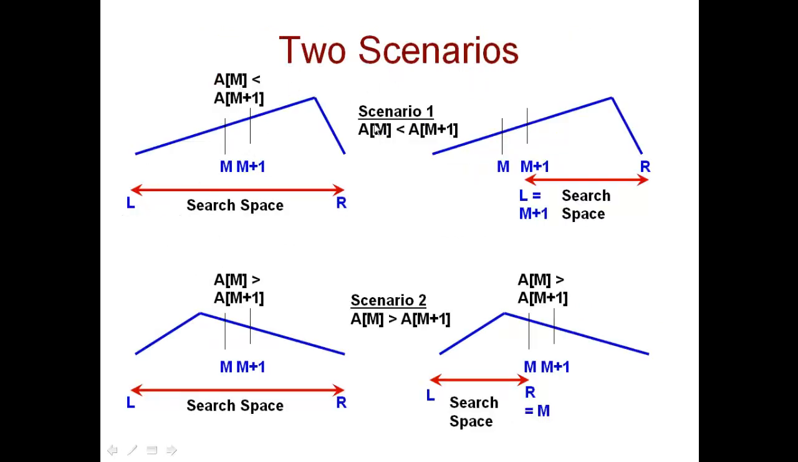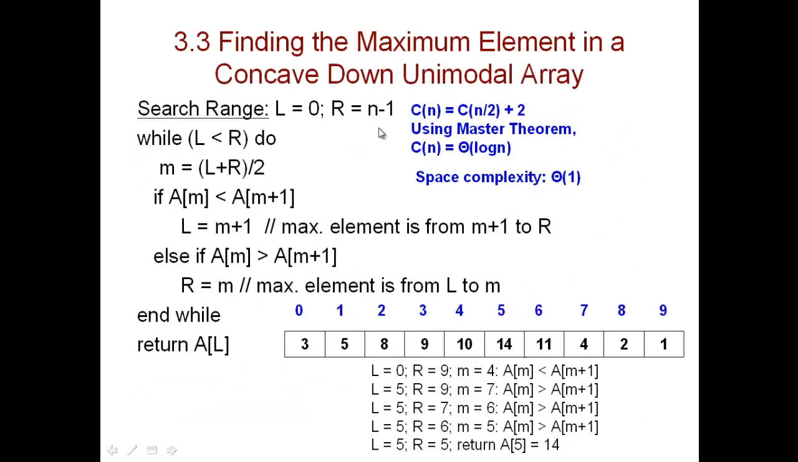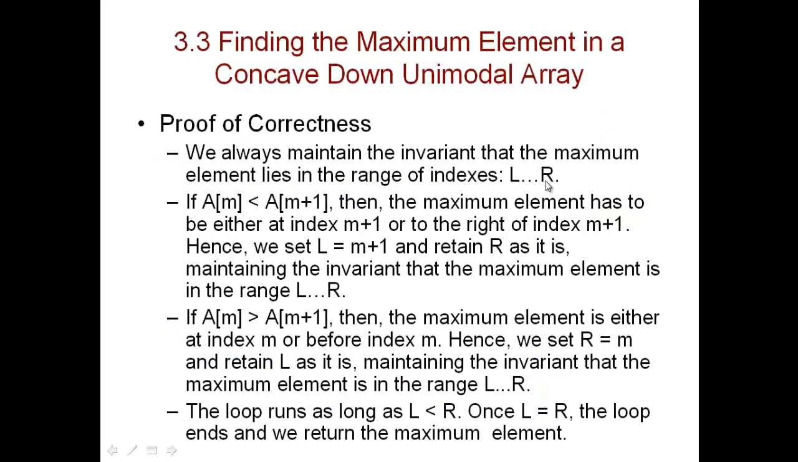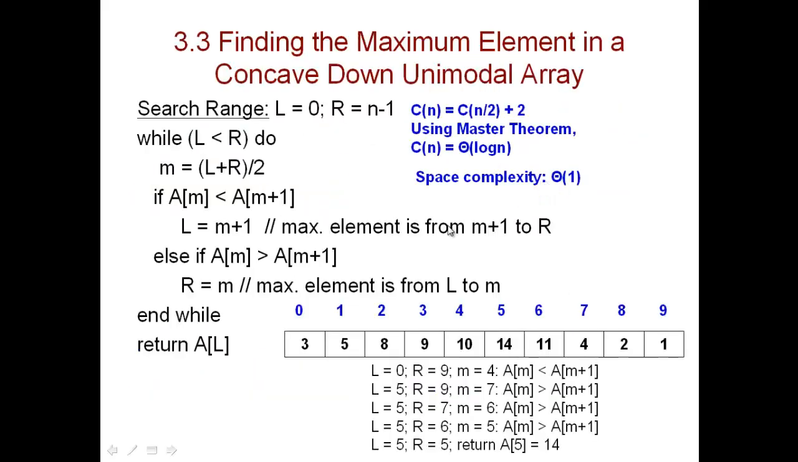So we can draw it out like this and try to make sense of it. If a of m is less than a of m plus 1, we are in the increasing portion of the curve, so we can move the left index to middle index plus 1. So that's what I am doing here. Else if a of m is greater than a of m plus 1, then we can move the right index equal to the middle index.